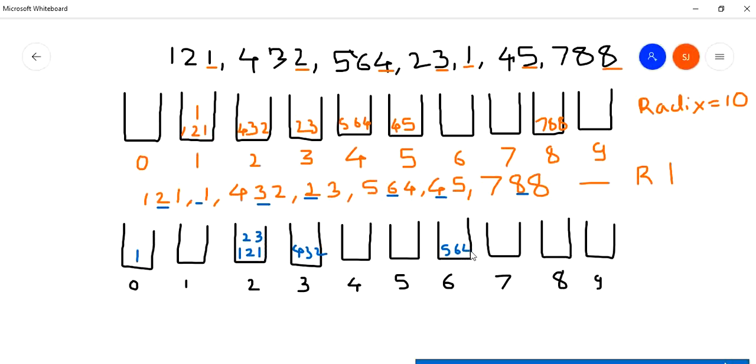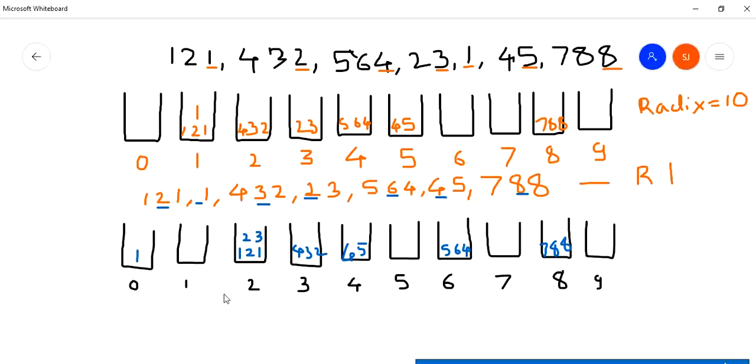It is very easy once you follow. Next number is 45, the 10th digit is 4, so place the number in the 4th bucket. Next is 788, so place the number in the 8th bucket.